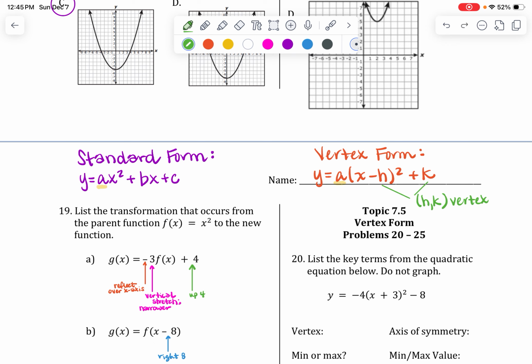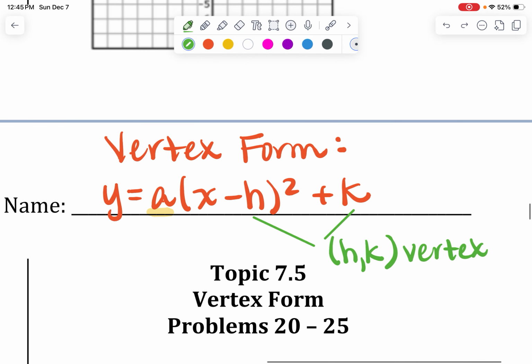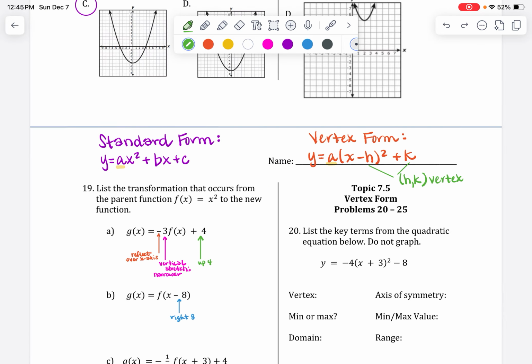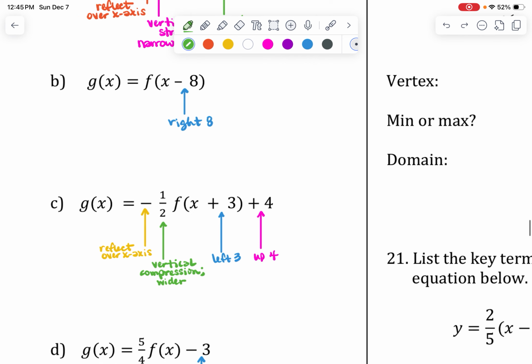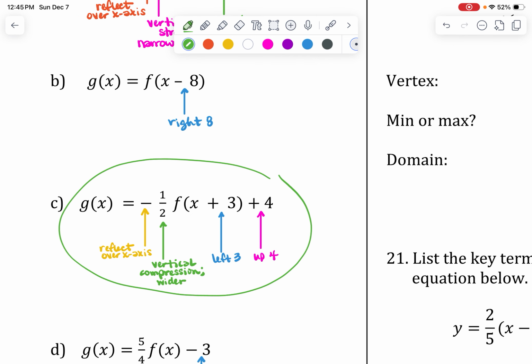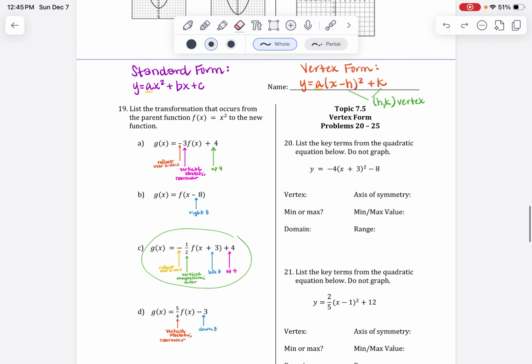Obviously you could always put them into Desmos and see what those look like, which I'll be doing for a lot of these, just to check the reasonableness of our answers. Okay, just one more thing. Some people call vertex form transformation form, because it is not a coincidence. If you look over here, for letter C, for example, doesn't that look exactly like vertex form? A, parentheses x minus h squared plus k. You've got an x in parentheses with this, and then you have that plus 4. So it's not a coincidence that those two forms look super similar.